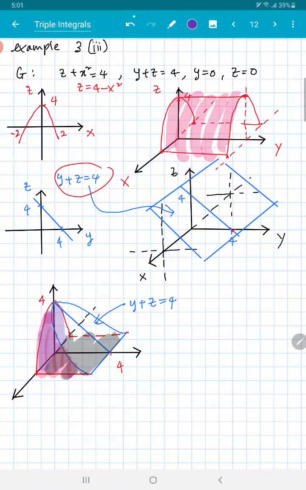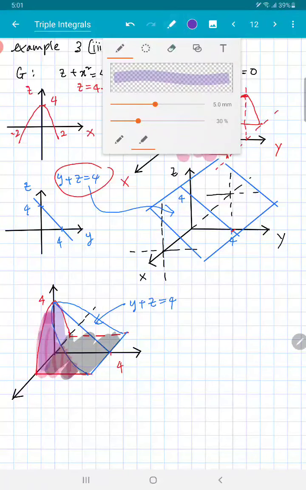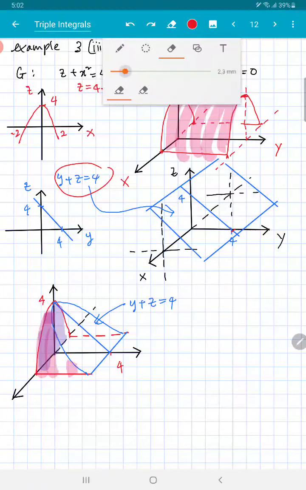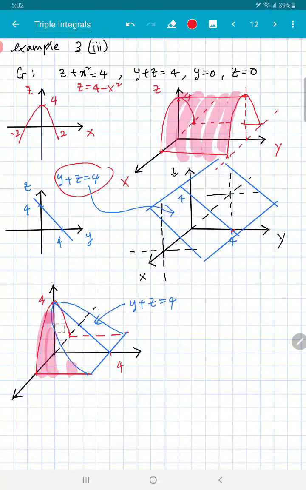Okay, I'm going to erase that. Right, so let's erase this bit, oops. Missing lots of it. Oh dear. Oh well.